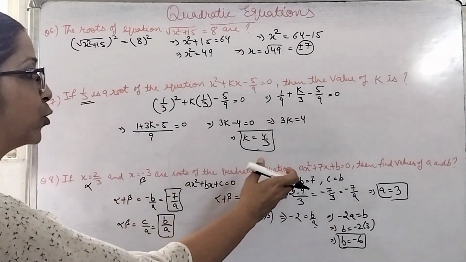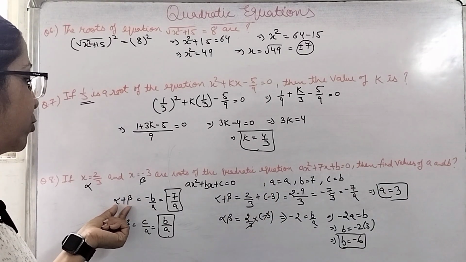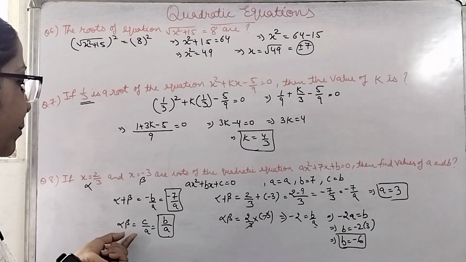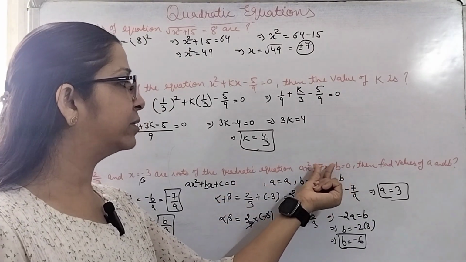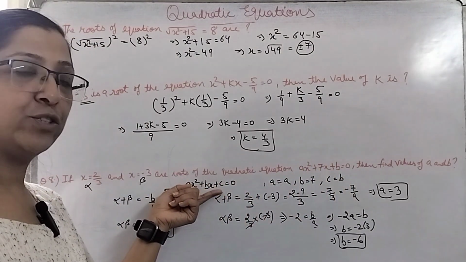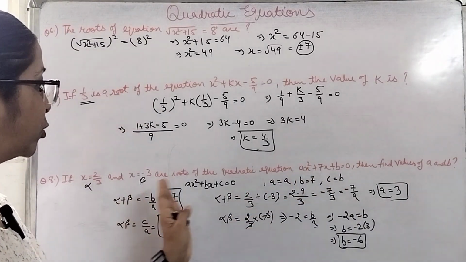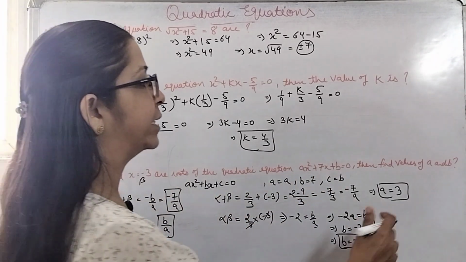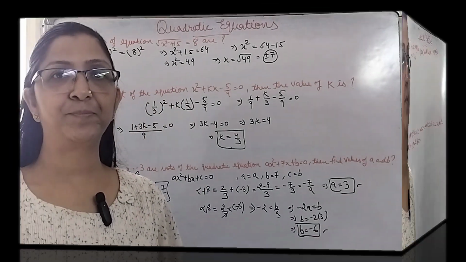Again we have compared the coefficients of the quadratic equation and we got the values of the sum of roots, that is minus b by a, and the product of the roots, that is c by a. From the equation we have compared it with the standard form and got the values of a, b, c from here. Now if we equate these two values, we will get the value of a as 3 and the value of b as minus 6.